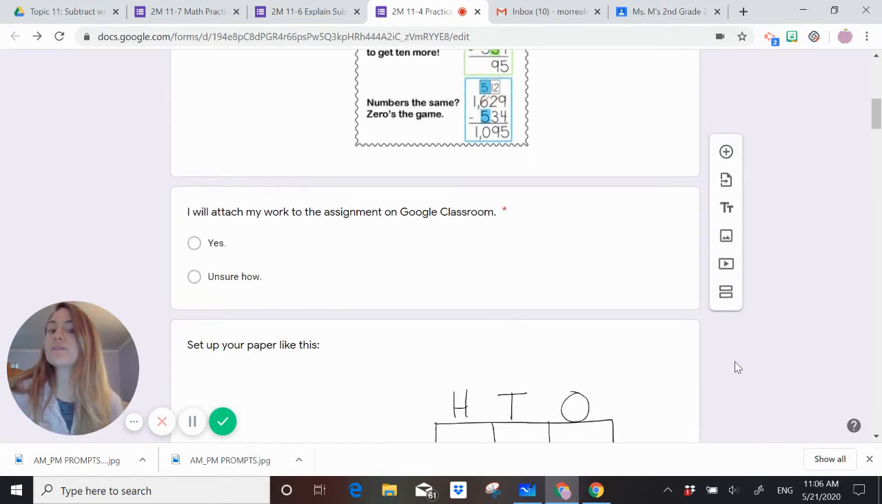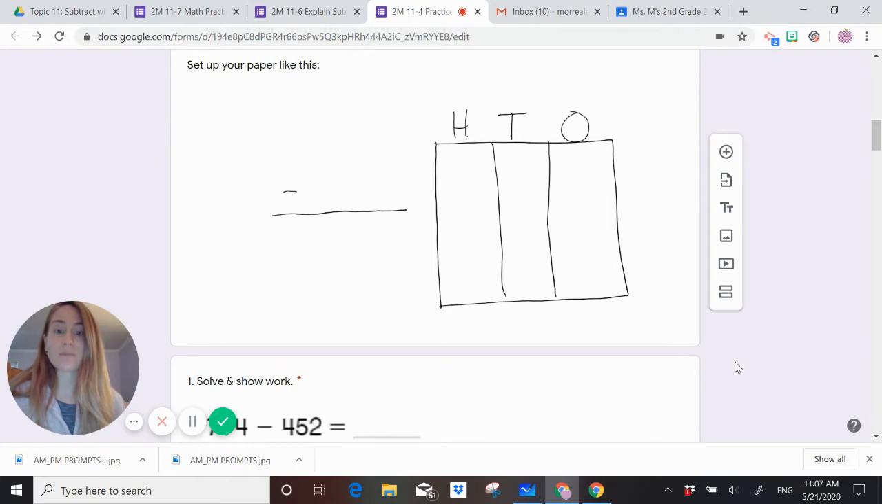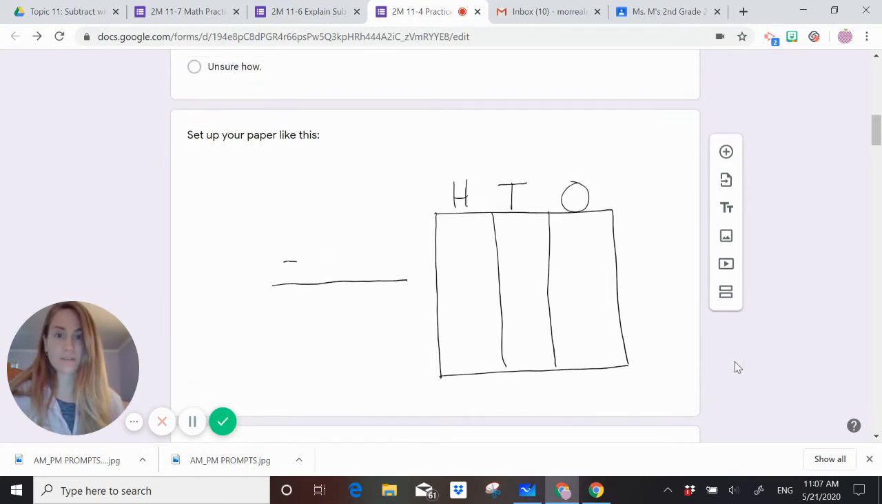Please attach your work to Google Classroom if you can. It always helps us understand if you're making errors where they occur. And you should have your paper set up like this. So the beginnings of a subtraction problem with the hundreds, tens, and ones chart that we can draw in. So that's what your paper should look like. So if you don't have your paper set up to look like this, go do that now.